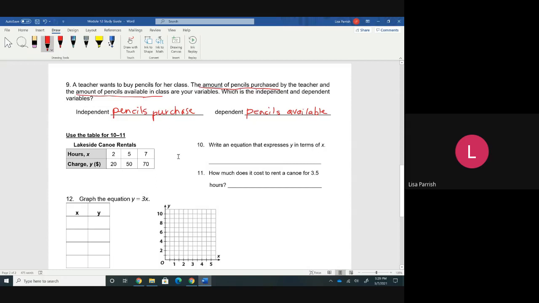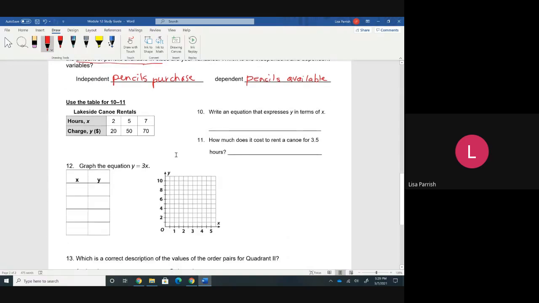Okay. All right. The next questions say use the table below for questions 10 and 11. All right. So this is canoe rentals. Our x value represents the number of hours you can rent the canoe. The y value is the money or the charge to rent that you would pay for the canoe. So for 2 hours, it's $20, 5 hours, $50, 7 hours, $70.